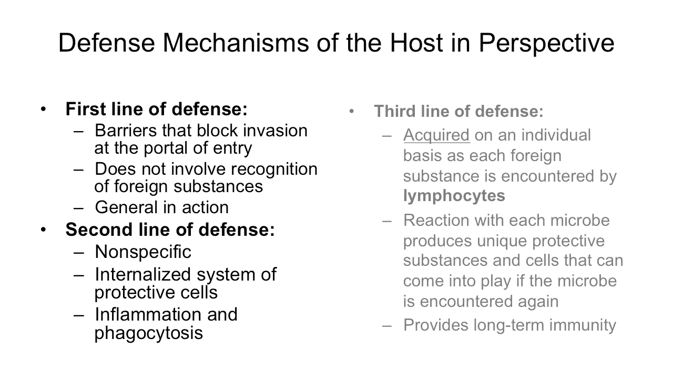The second line of defense is going to be nonspecific. It's an internalized system of protective cells, which are the white blood cells of the granulocyte type, and they're going to involve the mechanisms of inflammation and phagocytosis.